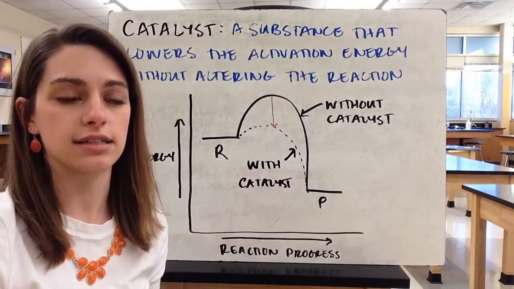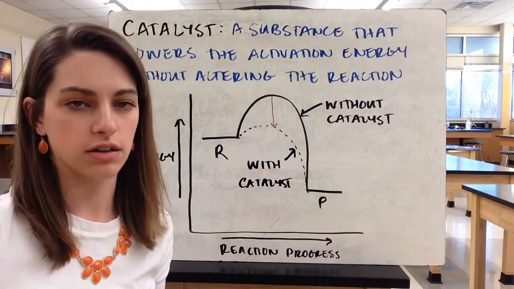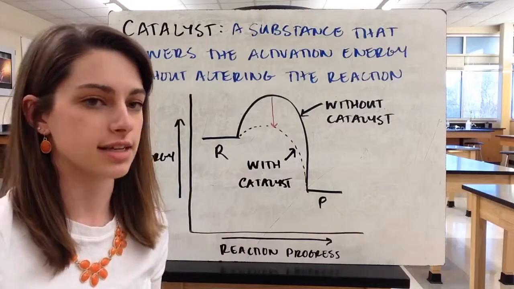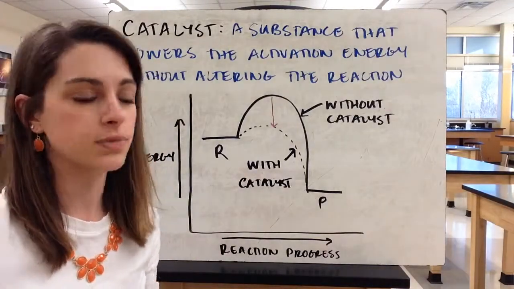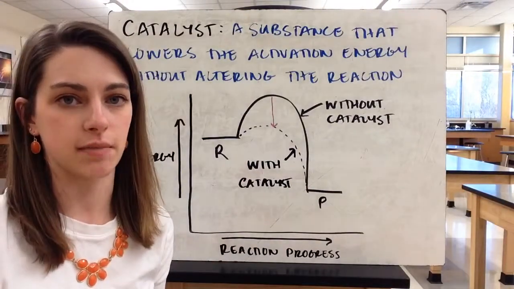The key with a catalyst is that it is not involved in the reaction at all. It's just kind of there. The only thing that it does is change the activation energy. It's not involved at all in the actual forming of the products. So that's how we use reaction coordinate diagrams to represent energy in chemical reactions.